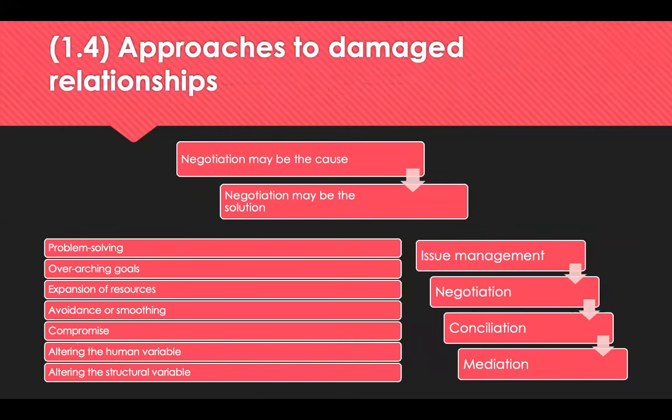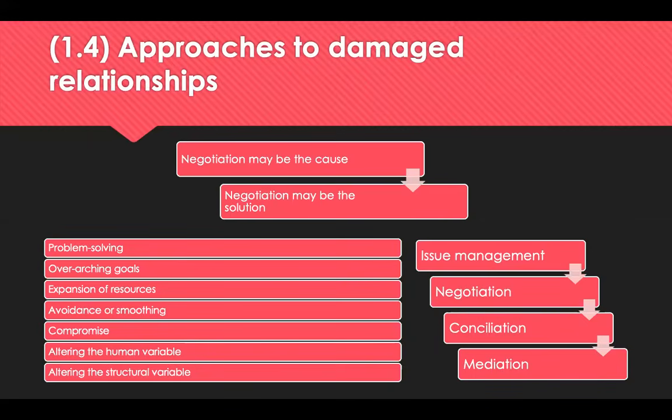But a number of intrinsic and extrinsic factors can hinder the progressive development of a commercial relationship and may actively damage it. And this is relevant to the negotiation because negotiations may be one of the causes of relationship damage, and negotiations may be one way to repair that damage. So approaches to the management of conflict include working together to solve the problem, integrating overarching goals, providing more resources, avoiding or smoothing the conflict, compromising, altering the human variable by introducing or expelling personnel, or altering the structural variable by changing the environment.